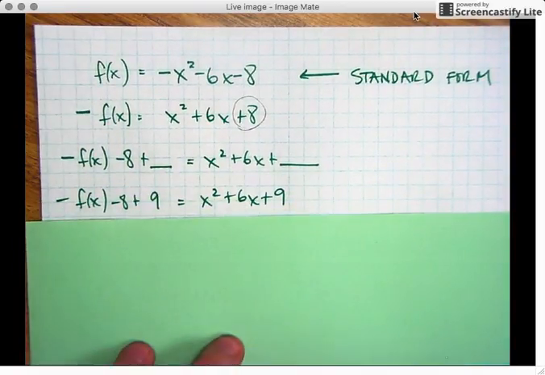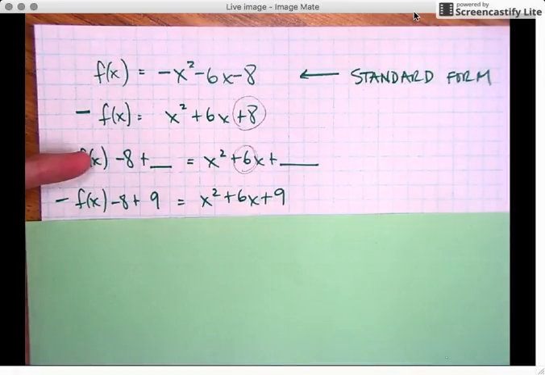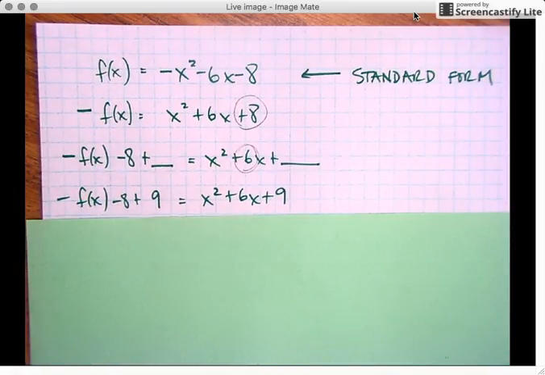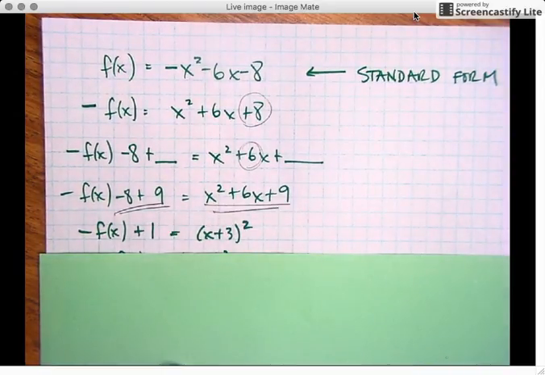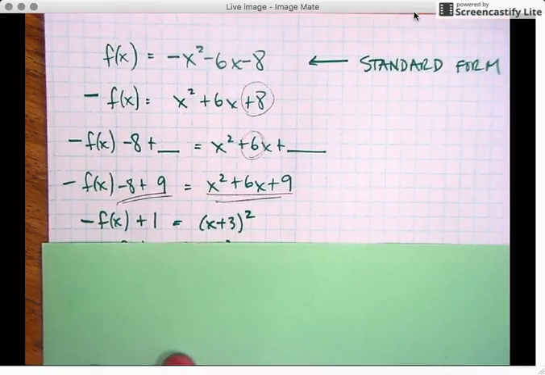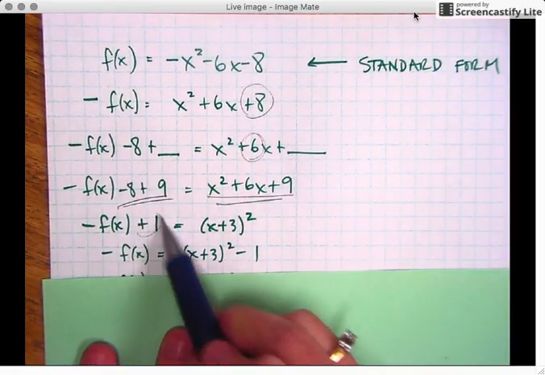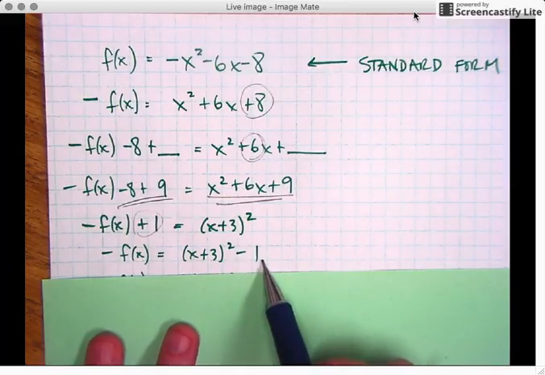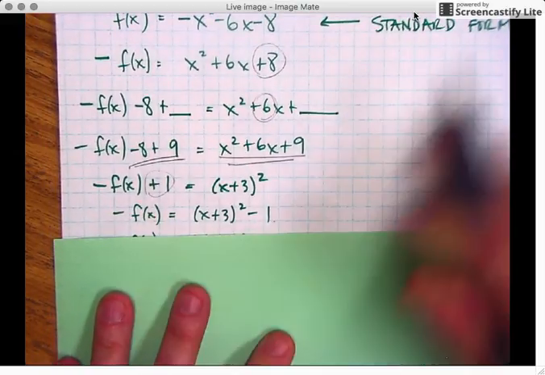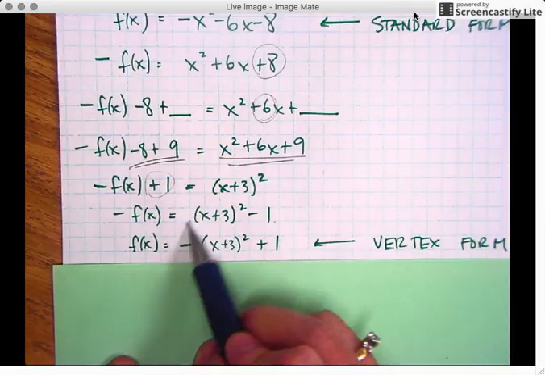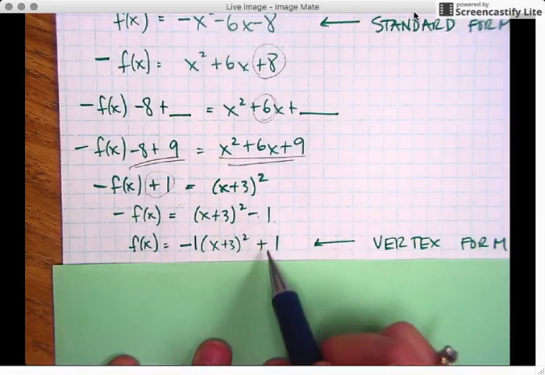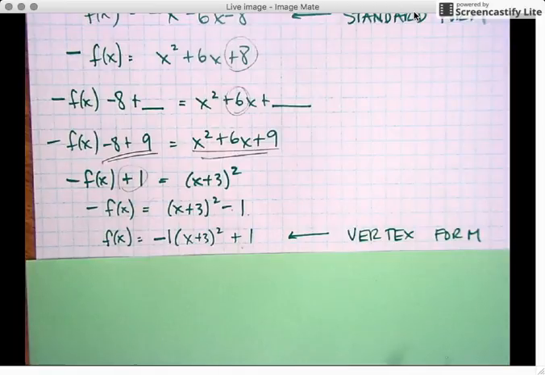Then I take half of the b term, half of that 6, square it, and it goes in both blanks. Okay, again, please note that the f of x is there every step of the way. Next, you simplify one side and factor the other. All right, now I'm trying to solve for f of x. So notice I'm moving the positive 1 to the other side of the equation. And then I'm going to multiply everything through by negative 1. Right? Everything gets multiplied. So notice this now has a negative 1 in front of it, and this has changed signs. And you now have it in vertex form.